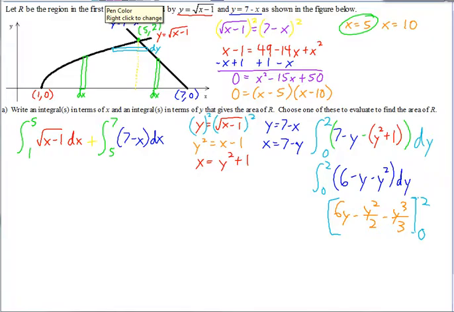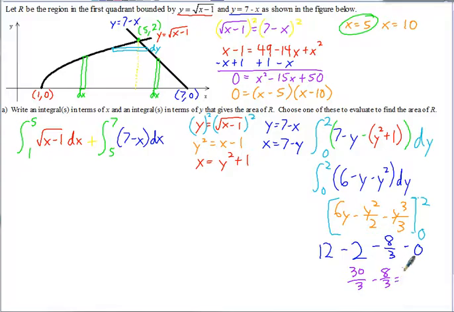So if you plug in 2, you get 6 times 2, 12, minus 2 squared over 2, that's 4 over 2, which is 2, and minus 2 cubed, which is 8 over 3. Then we substitute in 0, and notice they're all 0. So that gives you 10, which is 30 thirds, minus 8 thirds is 22 thirds, and this is area, so it's units squared.